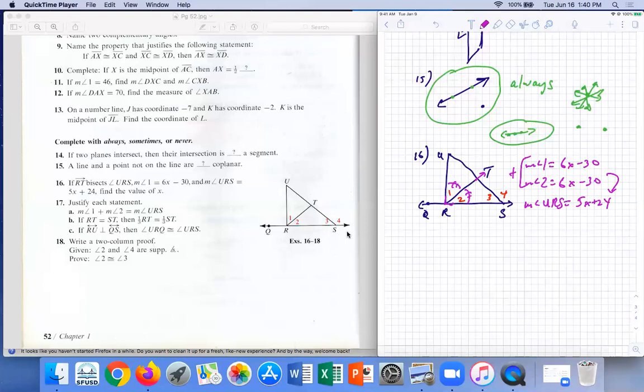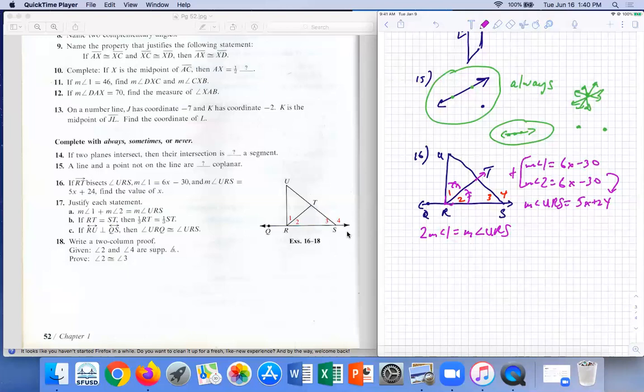Angle bisector theorem says 2 times measure angle 1 equals measure angle URS. 2 halves make the whole thing. 2 of the smaller ones equal the whole thing. To prove this theorem, it actually comes from the angle addition postulate.